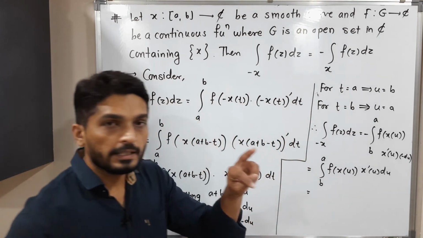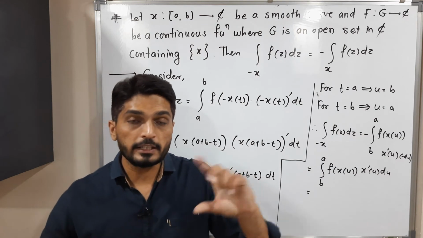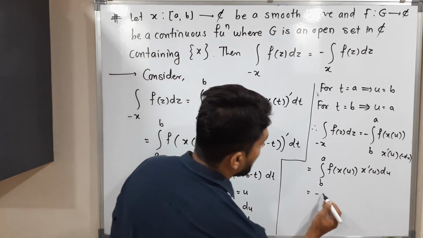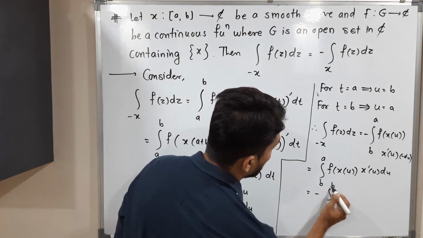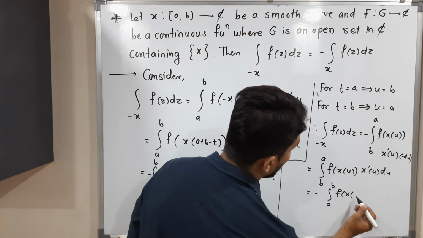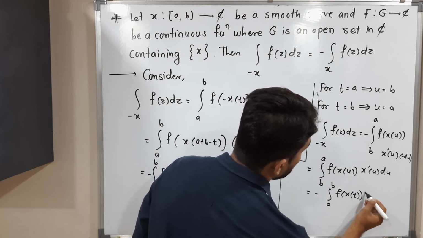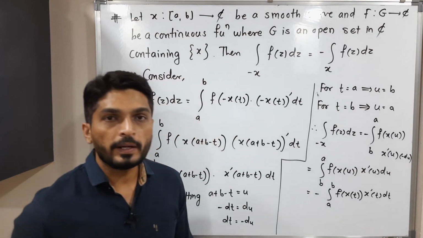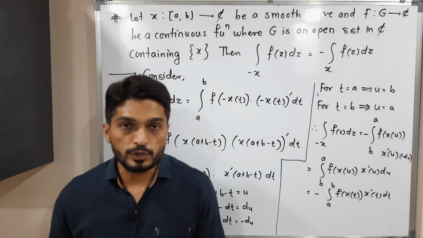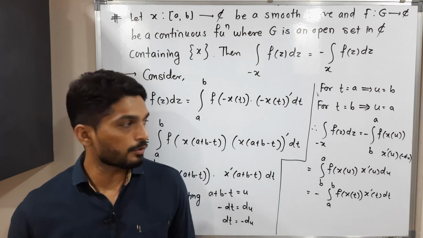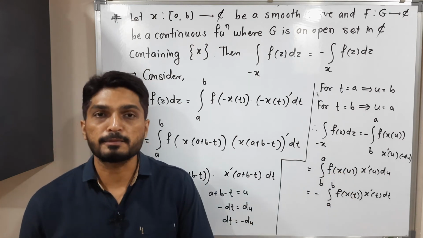Now I will simply interchange the limits. When we interchange limits, we should write a minus sign outside. So minus integration a to b, I interchange the limits, f of x of u, or f of x of t, you can write x dash of t dt. As you know, u and t are both variables, so if you change the variables, the value of the integration remains the same. If you simply replace u by t, it doesn't matter.